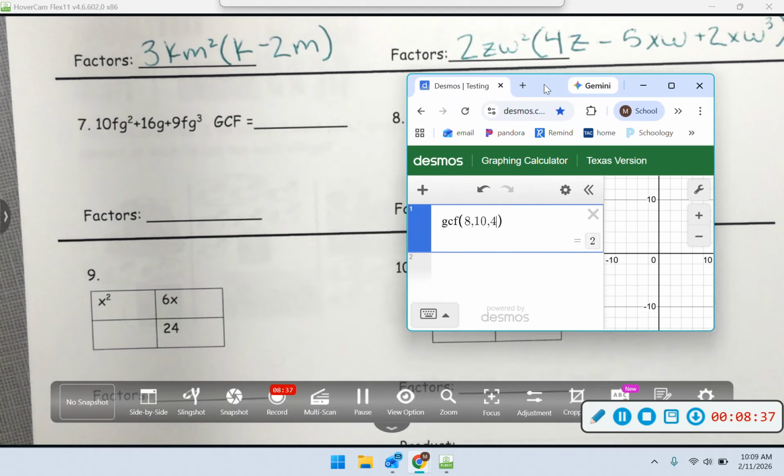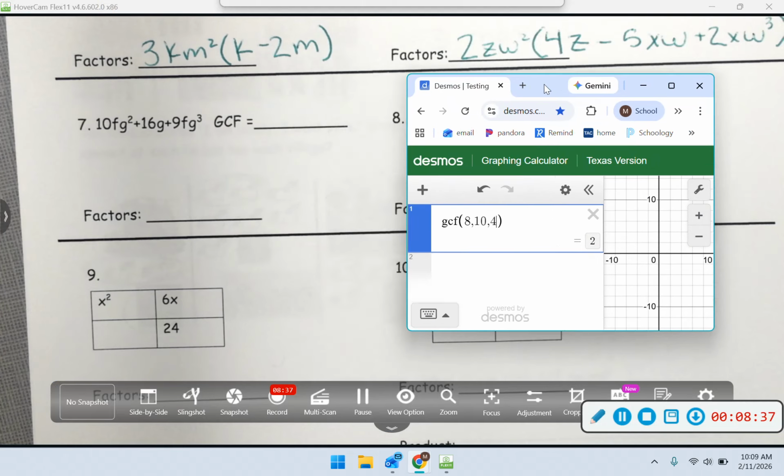And now I'm going to look at the letters. So this has fg, g, fg. So I can't take an f because this one doesn't have an f. They all have a g, so I'm going to put g. This one has 2, 1, and 3, so I can only take 1 g. g to the first power. So I'm going to divide everything by g or 1g, either way. Technically you could put the 1, it doesn't change anything.